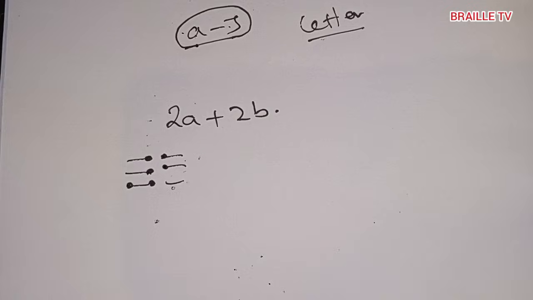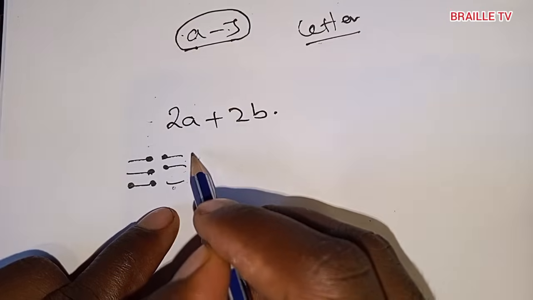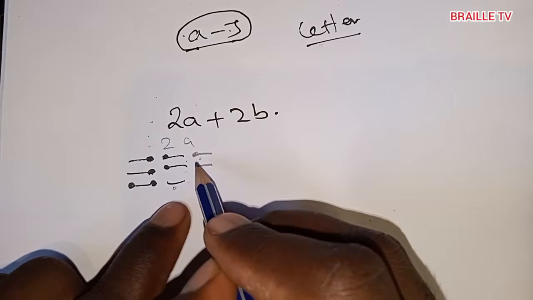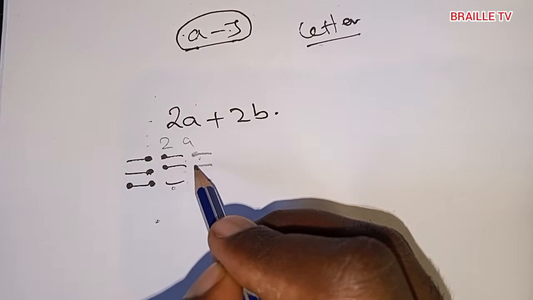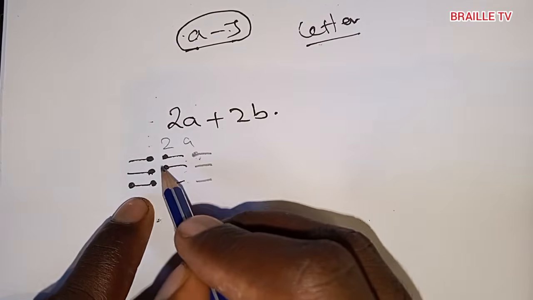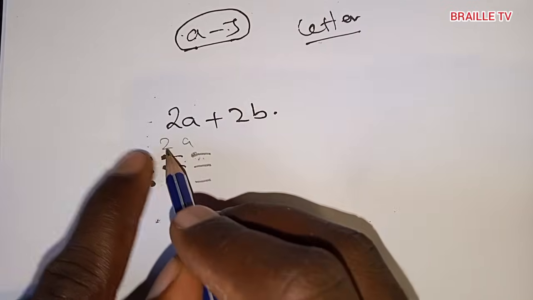For example, teachers, if you make a big mistake of writing A direct, ukija hapo useme uandike hivi, uandike A, and then you say eti ni 2a because A is not 1. This is very wrong, teachers, because this A is affected by this numeral sign. This one will not be 2a, it will be 21.